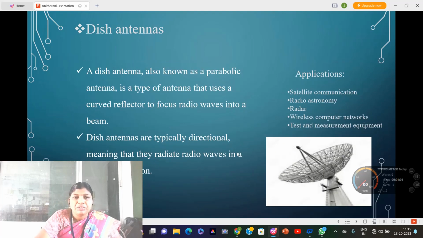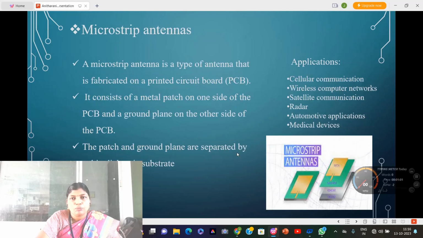Next one is the dish antenna. The dish antenna has been used more in the last decade. It is known as a parabolic antenna. It's a type of antenna that uses a curved reflector to focus the radio waves into a beam. Dish antennas are typically directional, meaning that they radiate radio waves in a specific direction. There are a lot of applications. It's used in satellite communication, radio astronomy, radar, wireless computer networks, and test and measurement equipment.